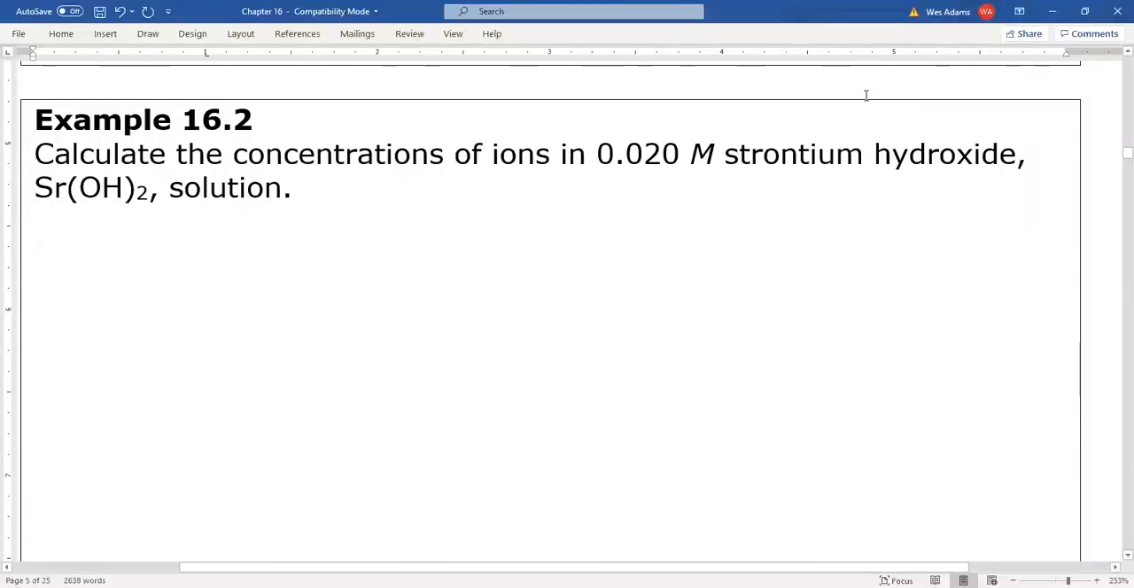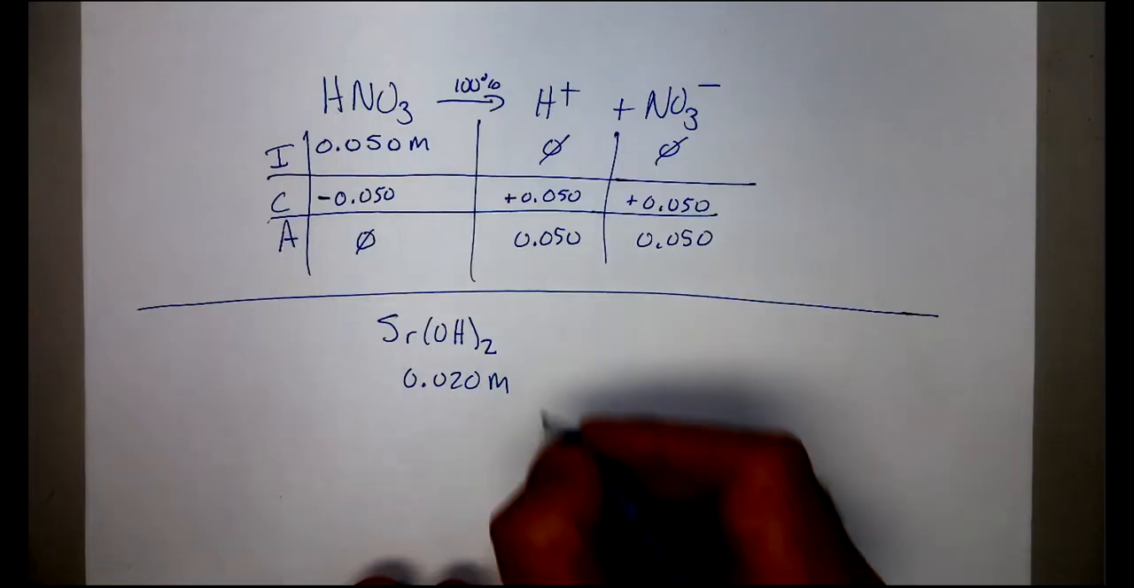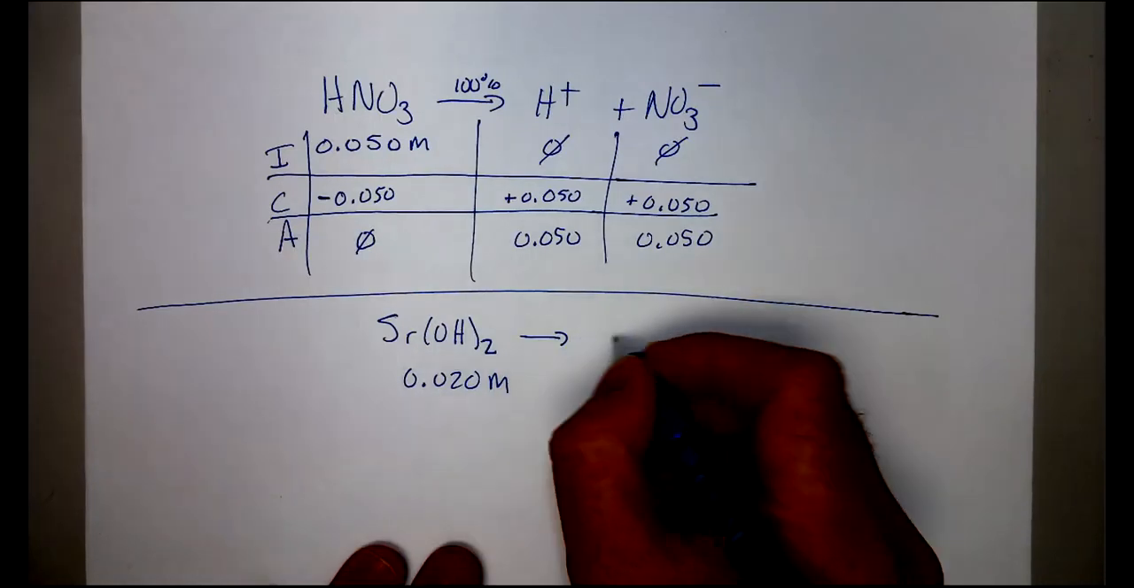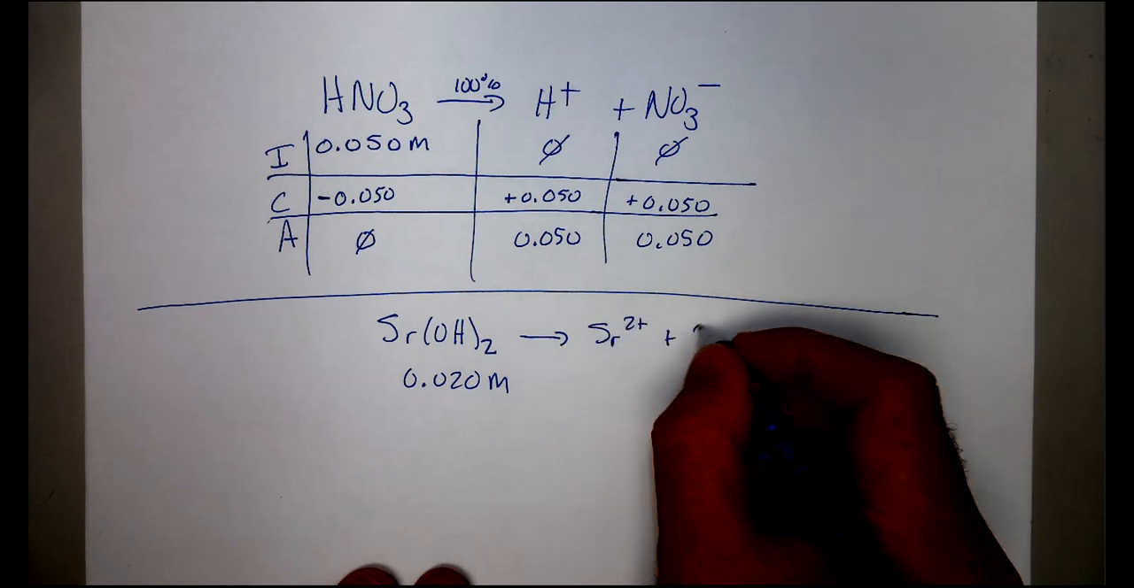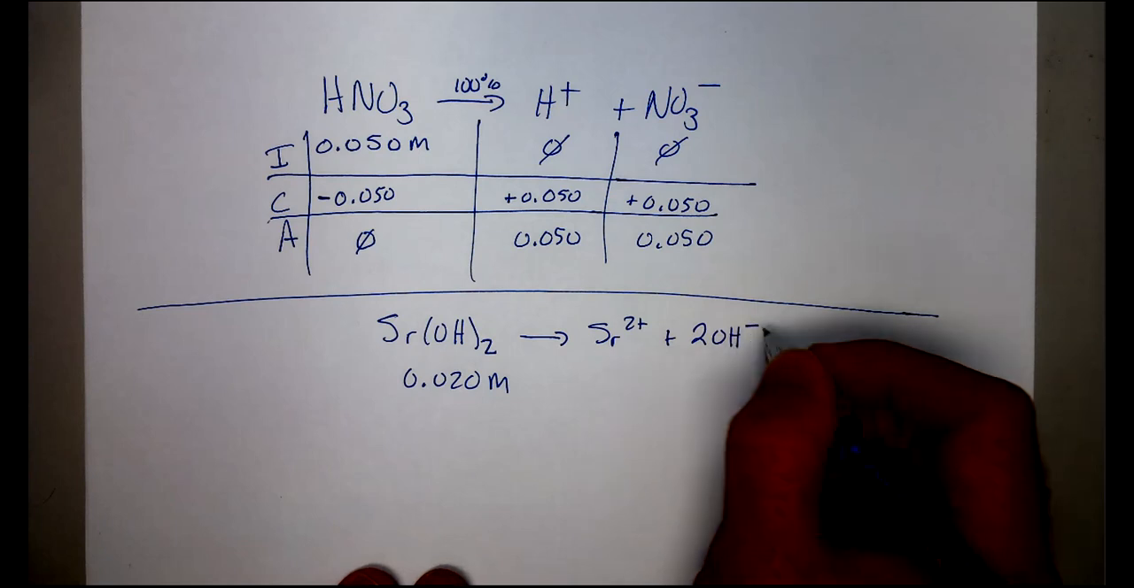So we'll look at another example, except it's going to be a base. And so we've got our friend strontium hydroxide, and we know that it's 0.020 molar. And so let's get the concentrations of ions there. So again, let's look at the paper. And so we're down here. Now strontium hydroxide, when it ionizes into water, you're going to get some strontium ion, but you're going to get 2 hydroxide ions, and you've got to be careful of the stoichiometry.